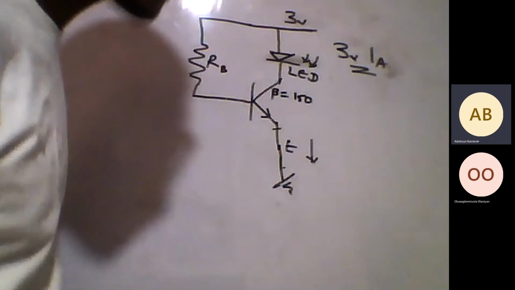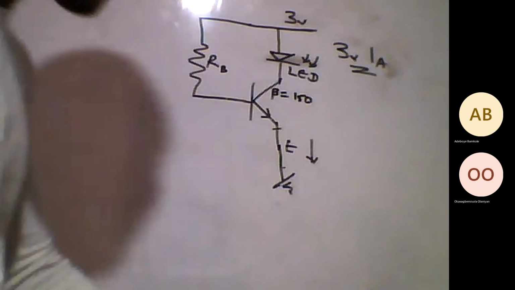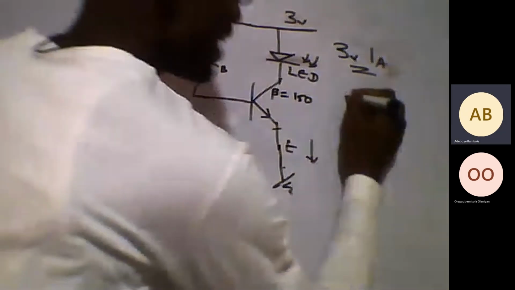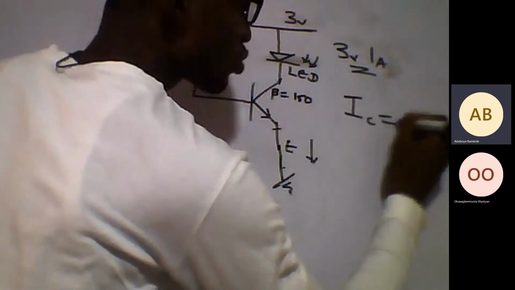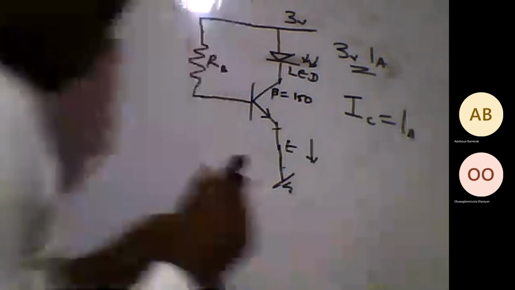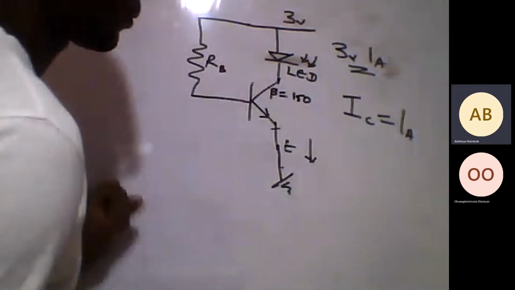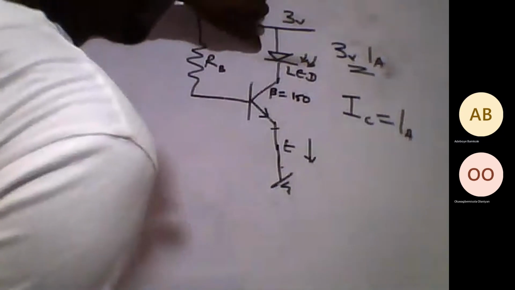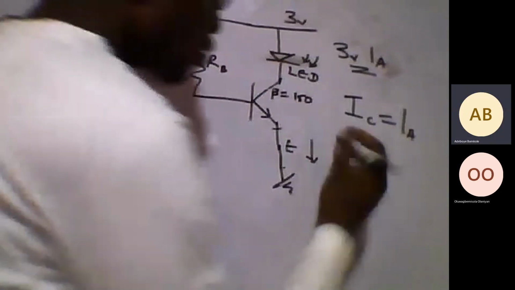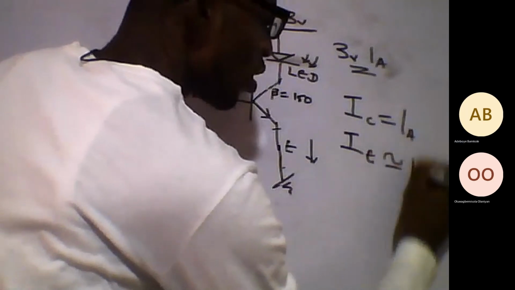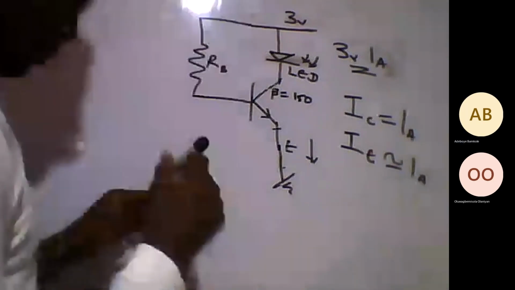Your answer shows you that you like theory so much. I expect practical answers. That means that IC equals 1 amp. Do you agree? Yes, sir. Because it is in series and the current is coming this way. And also, it means that your IE is approximately equal to 1 amp.